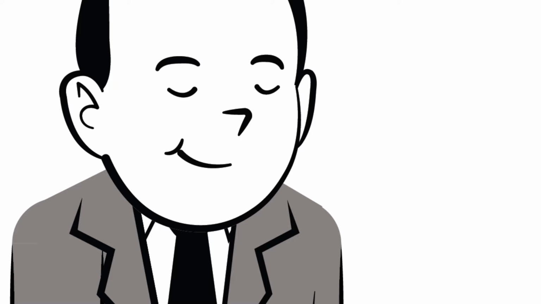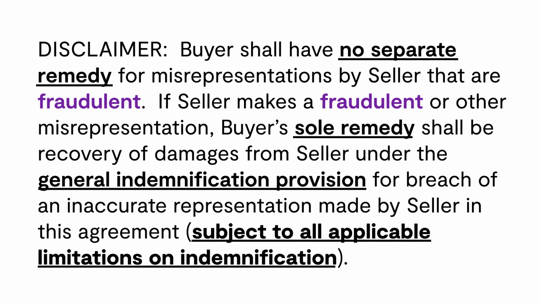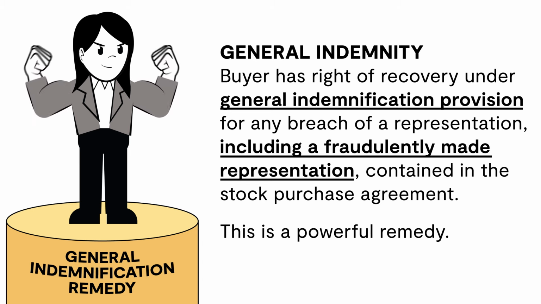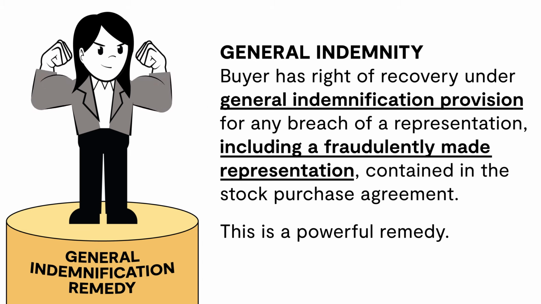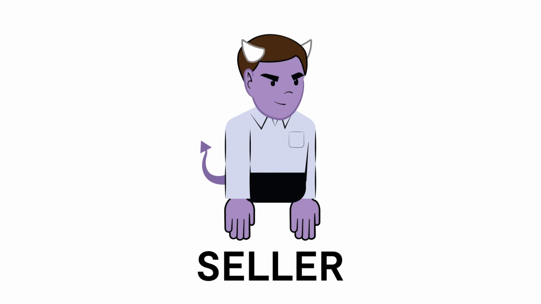Okay. So given all that, what I'm inclined to do, Keith, is to delete all of your fraud-related provisions and replace them with one single disclaimer. A disclaimer providing that the buyer has no separate remedies for fraudulent misrepresentations. That's because the buyer already has this powerful indemnification remedy, subject to the limitations we've negotiated, for all inaccurate representations made by the seller, whether they be fraudulent or innocent.